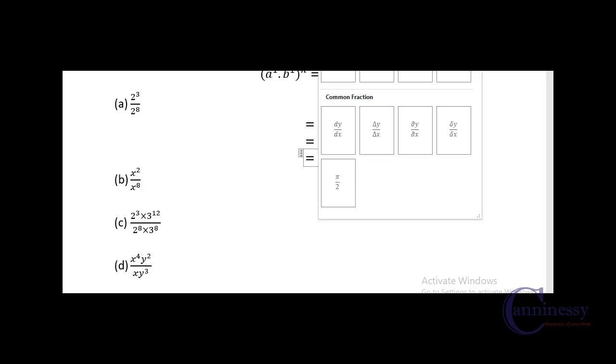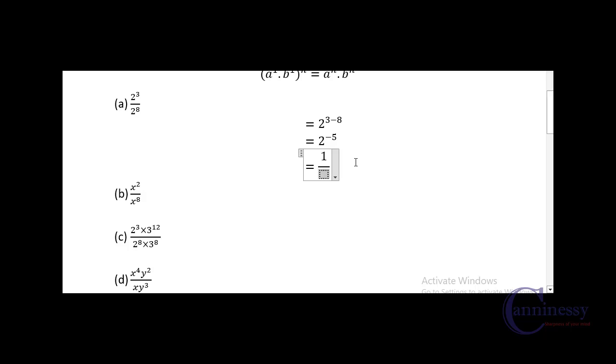When we're dealing with exponents, we don't leave our answers with a negative exponent. So this will be equal to 1 over 2 to the exponent 5. Remember, when you are doing exponents, you don't leave your answers with a negative exponent. The final answer will be 1 over 2 to the exponent 5. So this will be our final answer.